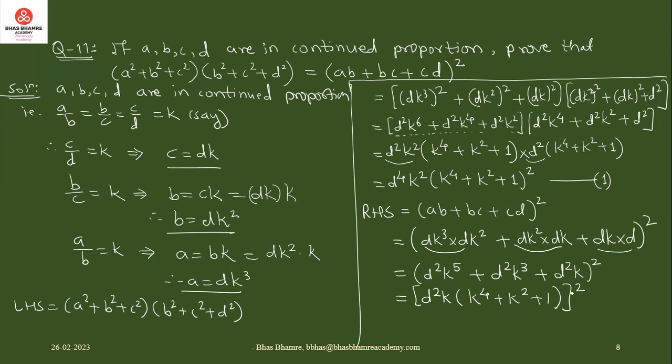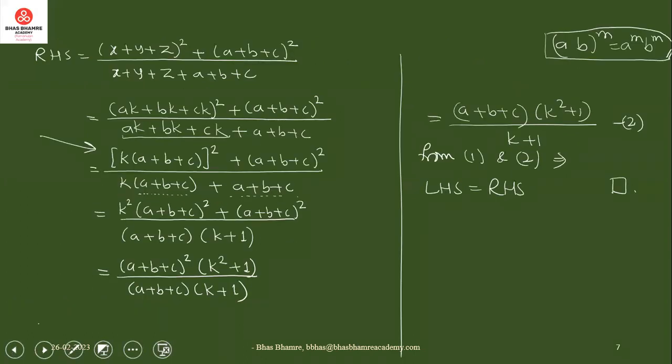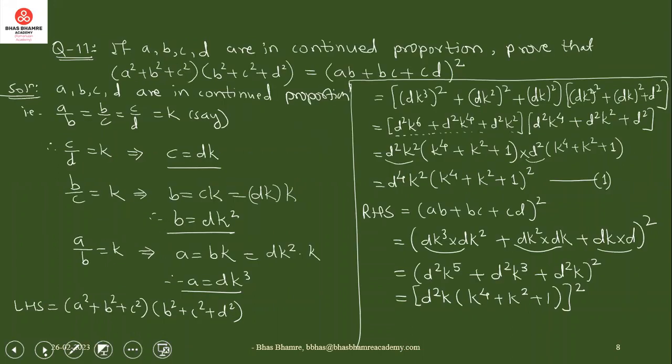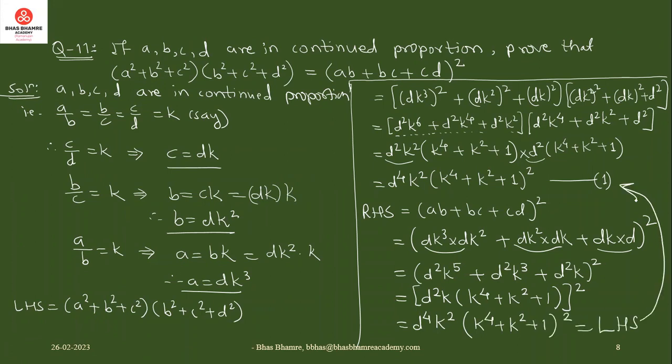Now, as I had claimed here, this one, A into B whole raised to M is equal to A raised to M into B raised to M. I shall apply this. So we get D raised to 4 into K square in bracket K raised to 4 plus K square plus 1 the whole square, which is nothing but our LHS. You can check.